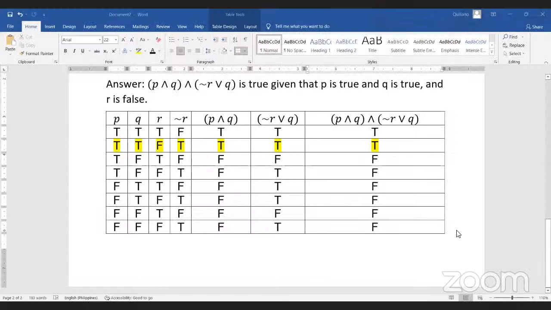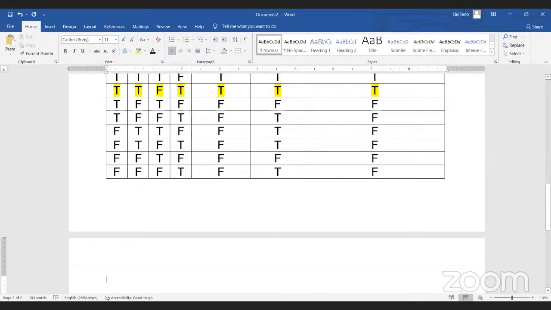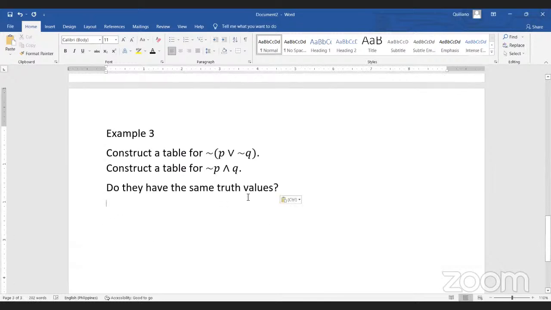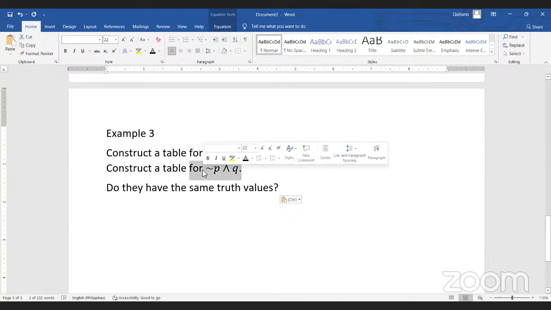Sige, let's have example number 3. I will give you one example only. This one. I want you to determine if these two statements have the same truth values. If they have the same truth values, that means they are equivalent.